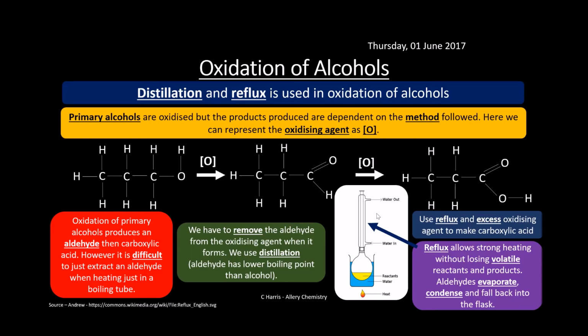And aldehydes can evaporate and they condense back into the flask. So you get this obviously warming here. They've got the cooling of the water running through the outside part of the condenser. Your vapor rises up, your aldehyde condenses and falls back down, reacts again to form your carboxylic acid. And that's basically the principle of how it works.